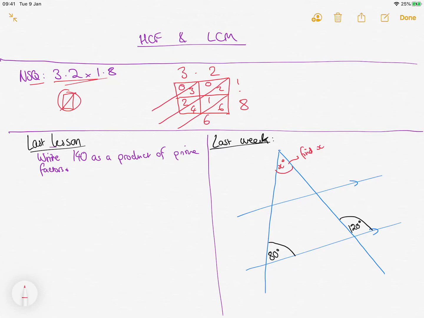Then add them up. 4 add 1 is 5, add 2 is 7, 2 add 3 is 6. Decimal point, we need to follow it down here, so it goes here, then in between. So my answer is 6.76. Let's double check. So 1.8 is about 2, 3.2 is about 3, so 3 times 2 is 6, and that's close to my final answer, so I know that my decimal place is in the right place.